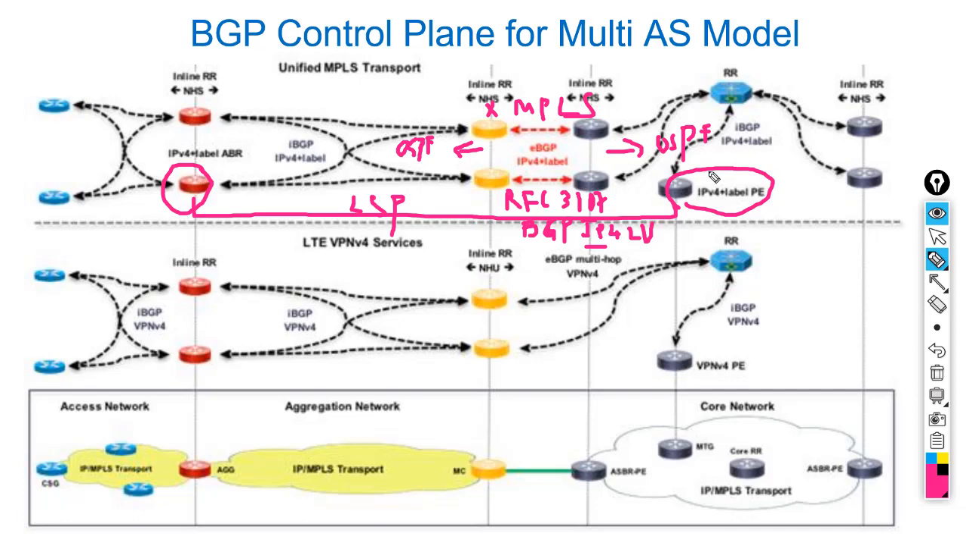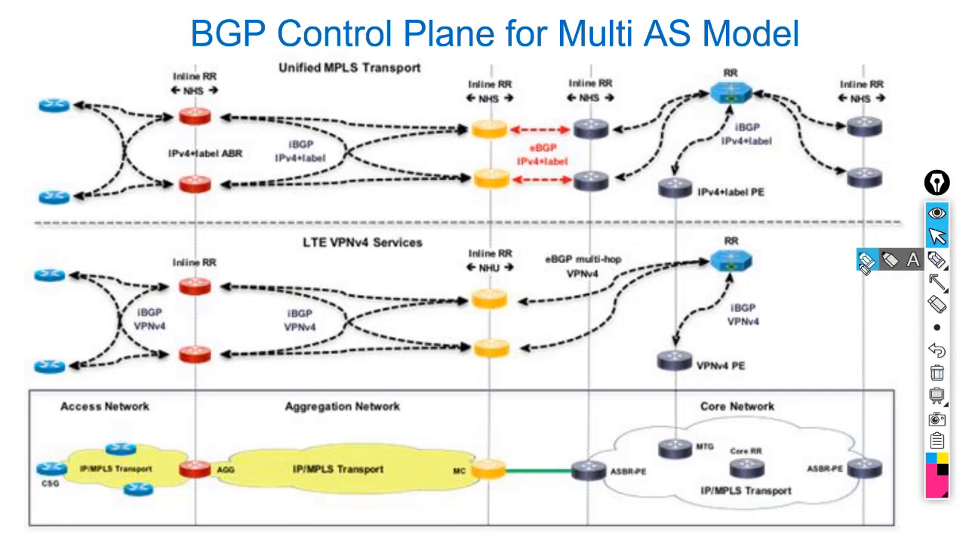But when we use BGP IPv4 label unicast between ASPR and the Metrocore router, we establish an end-to-end LSP running across the boundary between two AS systems.